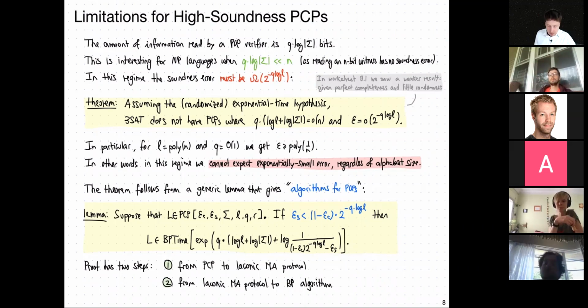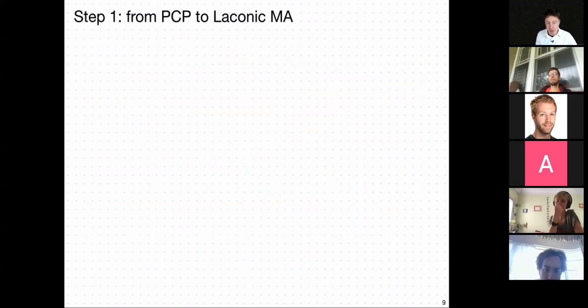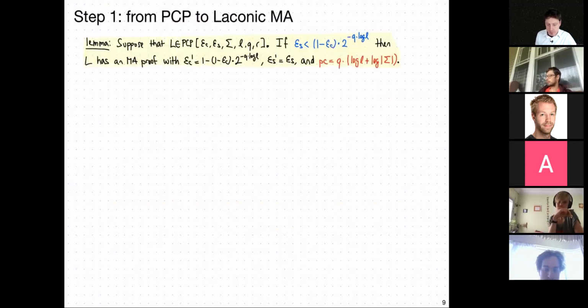Okay, anyways, so now we're going to go through each of these steps. Let's first go from a PCP to the laconic MA protocol. What we prove is that if you give me a PCP that satisfies this too-good soundness error condition, then there is an MA protocol where the soundness error did not change. The completeness took an enormous hit. It went from epsilon C to something much, much bigger, like 1 minus 2 to the minus Q log L. I'm sorry, yeah.